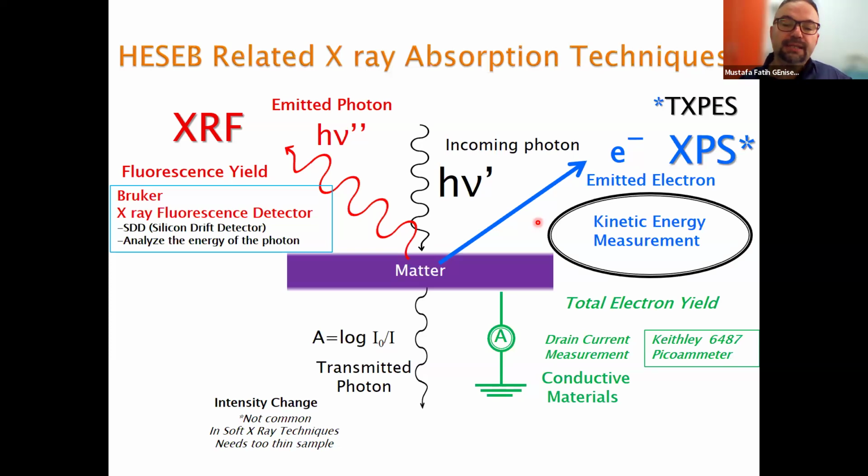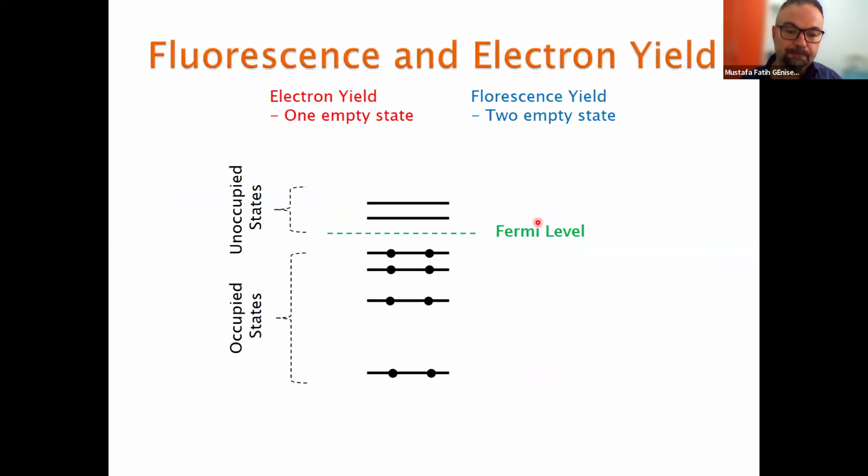But if you want to look at the kinetic energy measurement of the emitted electrons, it is photoelectron spectroscopy. It is out of scope of HESEB. It is a different technique. My colleague Zeynep will give you information about this part.